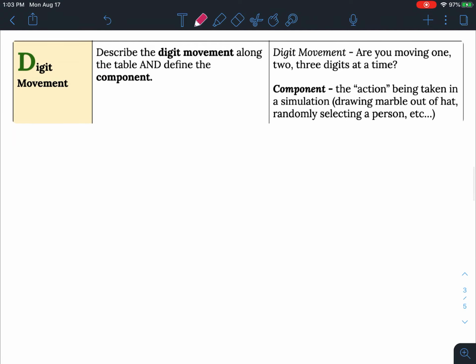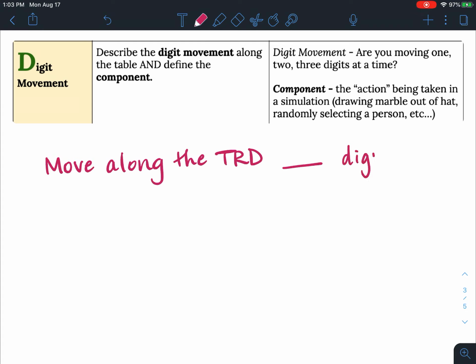All right, the digit movement. All right, then this is the next sentence we're going to write. And basically this sentence is always going to say move along the TRD, table of random digits, blank digits at a time, representing blank.